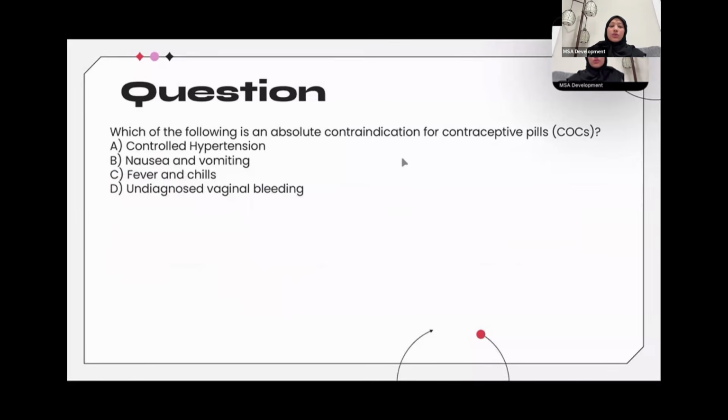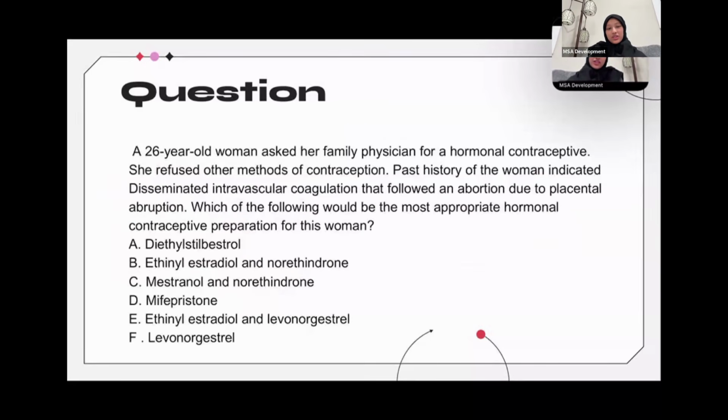Which of the following is an absolute contraindication? Again, I'm repeating, undiagnosed vaginal bleeding, because you do not know what's happening. This was in the beginning slides, even with hormone replacement therapy, you do not want to give it to someone with undiagnosed bleeding.